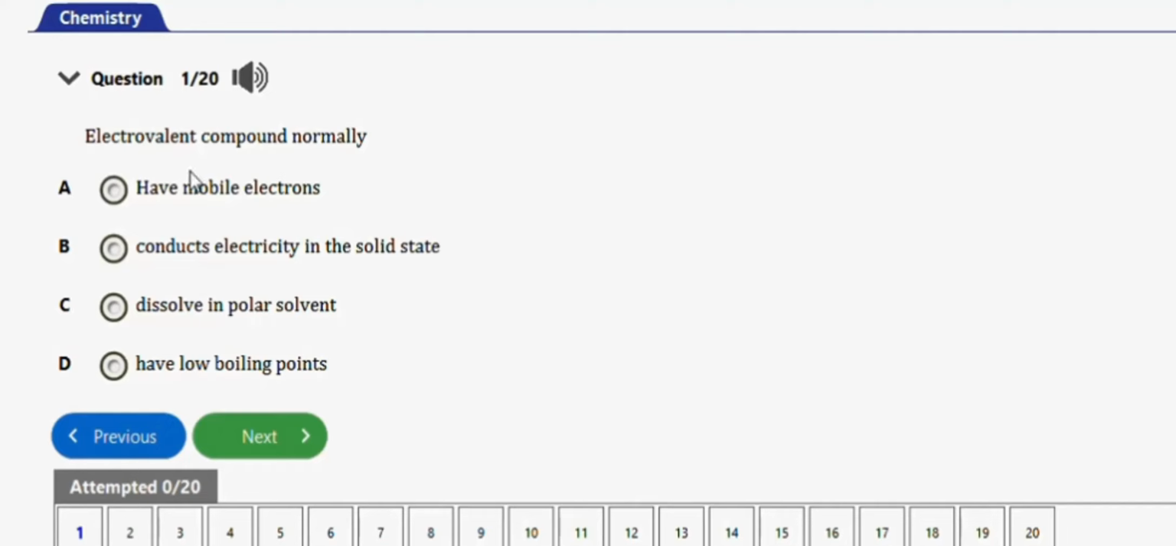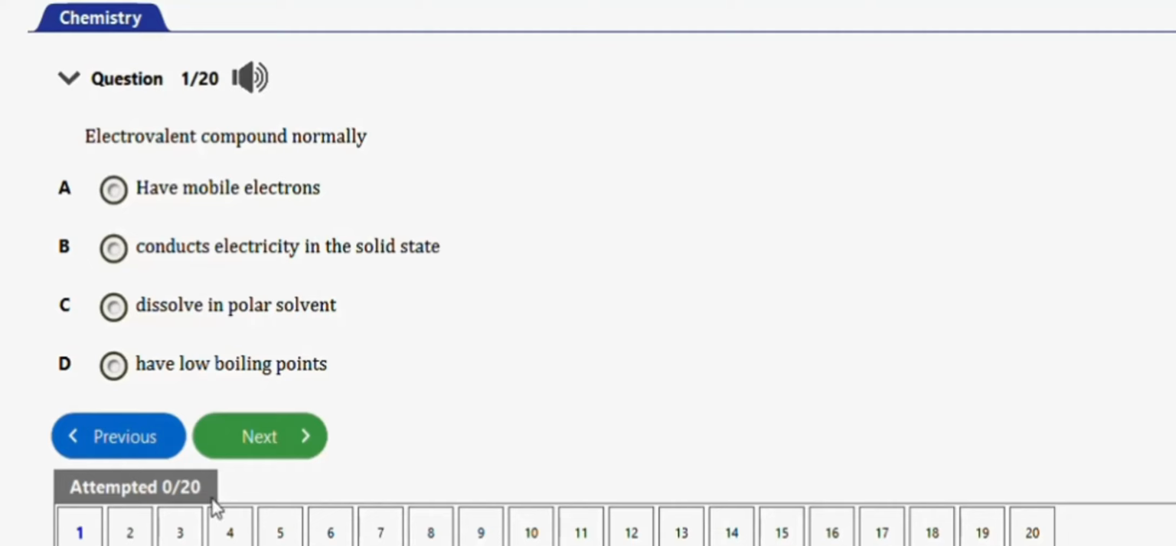Electrovalent compounds normally: option A, have mobile electrons; conduct electricity in a solid state; dissolve in polar solvent; have low boiling point. So guys, the right answer to this question will be option C, which is dissolve in polar solvent. Very important. A typical example of an electrovalent compound is sodium chloride, which is your common salt. So salt can dissolve in a polar solvent. A typical polar solvent is water. Water is a polar solvent. Alright, so the right answer is option C.